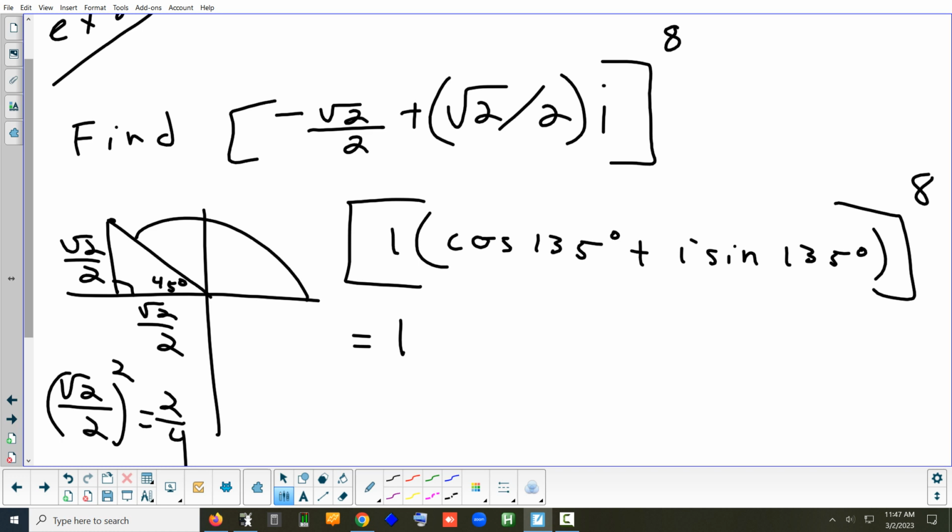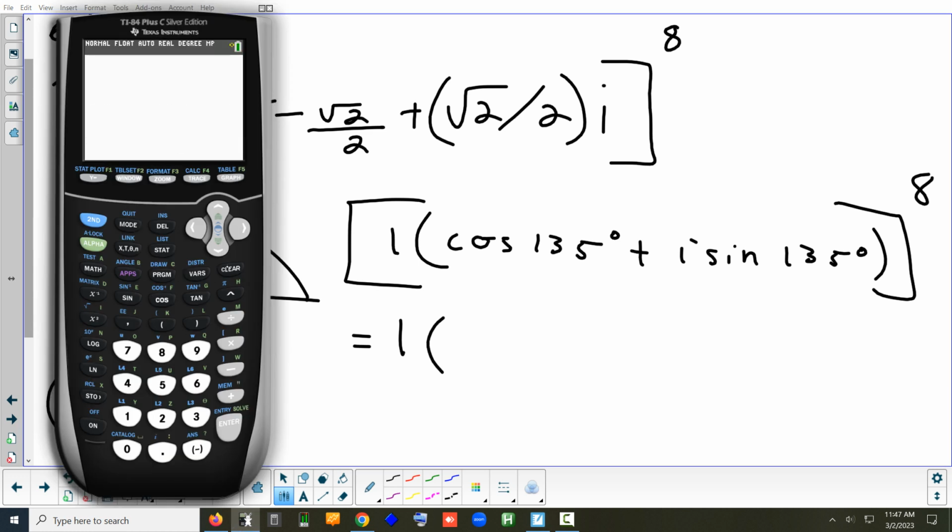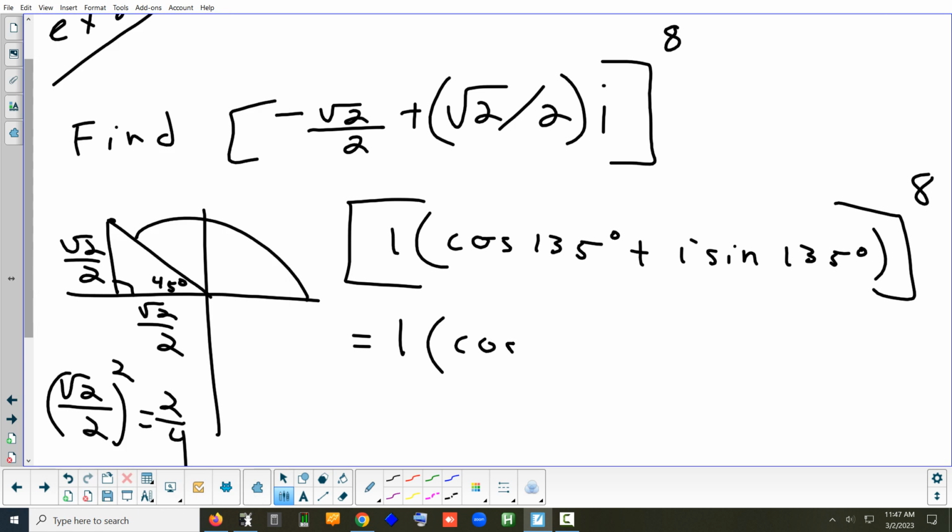And how am I going to get my angle? 8 times 135. Pretty big. So what can we do to make it smaller? Subtract 360, and we could even subtract it again. Why 135? Because that's the angle. So we got 1080. We can subtract 360, and again, and it's 0. So the angle is 0.